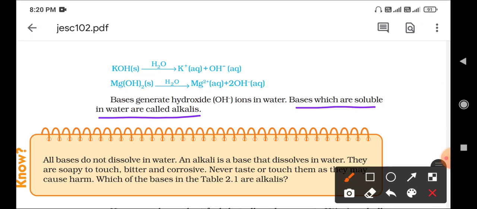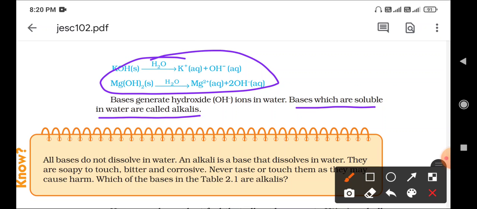One mark question. With examples, you can write any of the three: sodium hydroxide in water, potassium hydroxide in water, and magnesium hydroxide. These are three examples of bases soluble in water, called alkali. That is very important, a one mark question. What is an alkali? You can write: bases which are soluble in water or dissolved in water are called alkali.